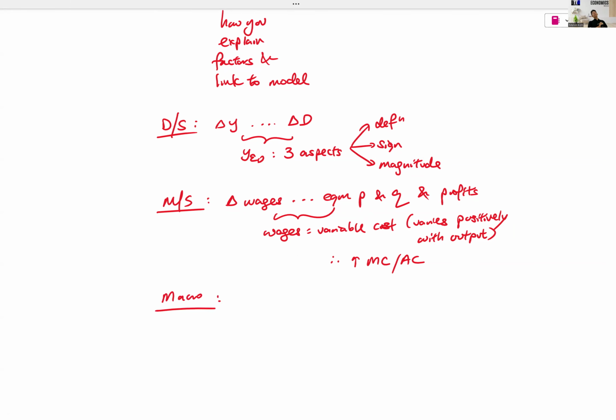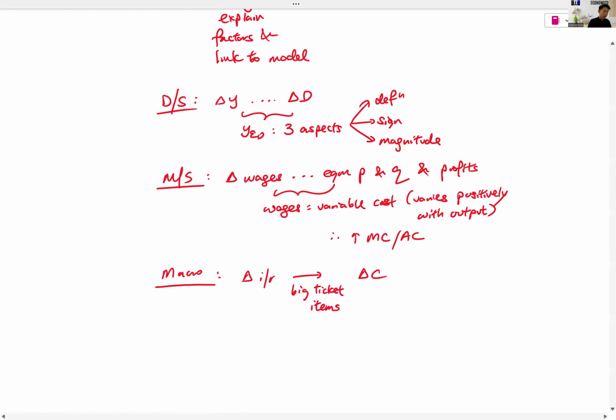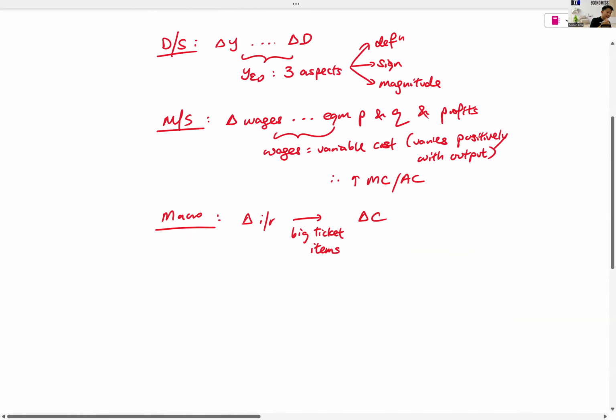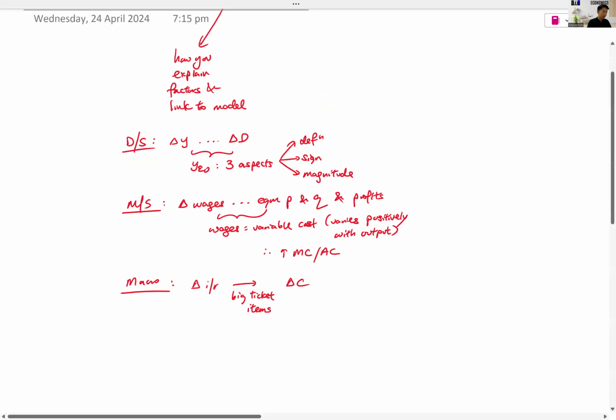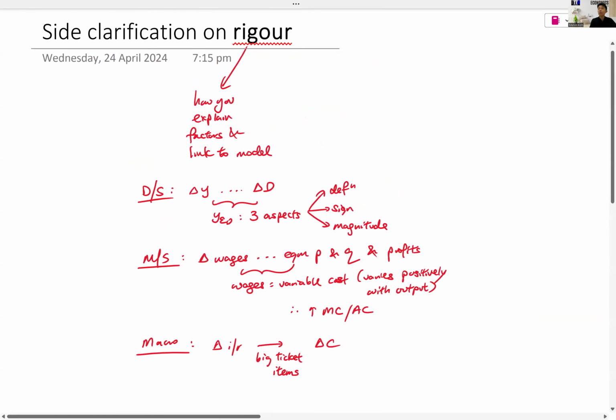So macroeconomics, we are very familiar. Whenever you talk about a change in interest rates, you know you need to highlight this thing about big ticket items, a change in C, right? So these are examples. I will not go further because I think you're quite familiar with things like expected profitability of investments. All these relate to rigor.